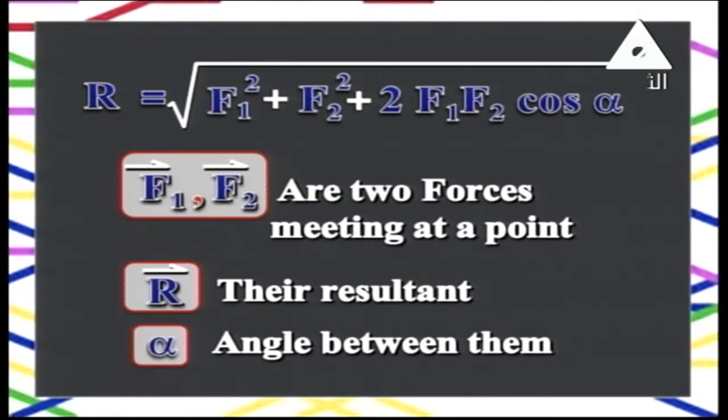My dear student, we studied in secondary, if you have two forces acting at a body, with angle between them alpha, what is the resultant? Excellent student. The resultant equals square root of F1 square plus F2 square plus 2 F1 F2 cosine alpha. F1 and F2 are two forces meeting at this point. Alpha is the angle between the two forces.